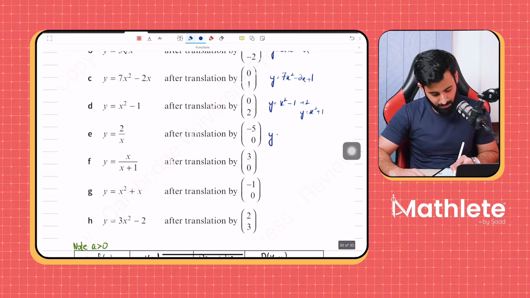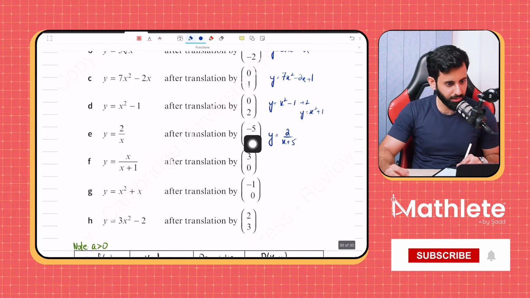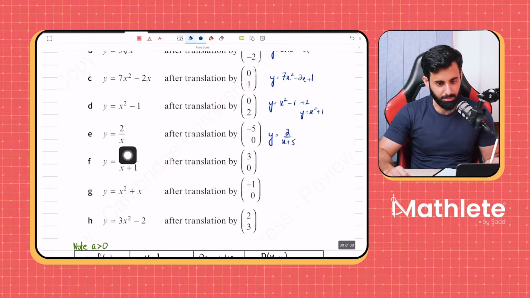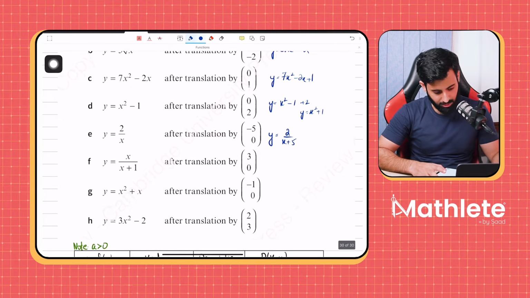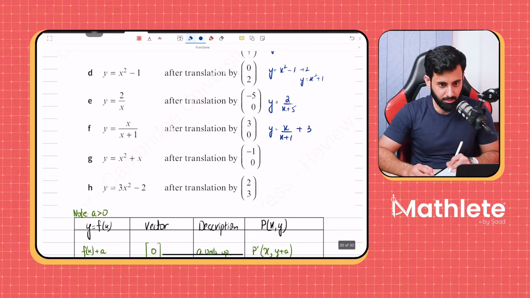What do you say? 2 upon x plus 5. Good job. Because it's minus 5, that means the graph has to move towards the left. How do you get a graph to move towards the left? What do you do to the equation? You add 5. Okay, then part F, again, pretty straightforward. x over x plus 1 and then plus 3.